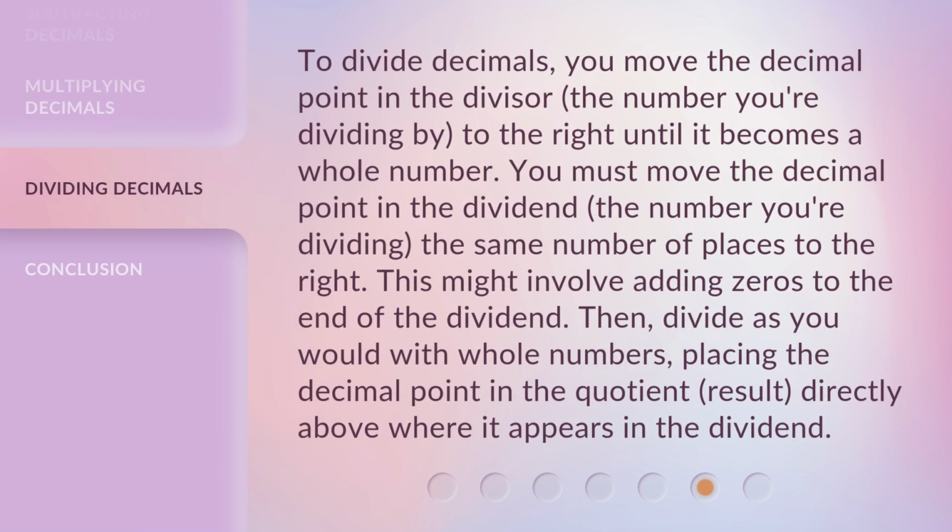To divide decimals, you move the decimal point in the divisor, the number you're dividing by, to the right until it becomes a whole number. You must move the decimal point in the dividend, the number you're dividing, the same number of places to the right. This might involve adding zeros to the end of the dividend. Then, divide as you would with whole numbers, placing the decimal point in the quotient, the result, directly above where it appears in the dividend.